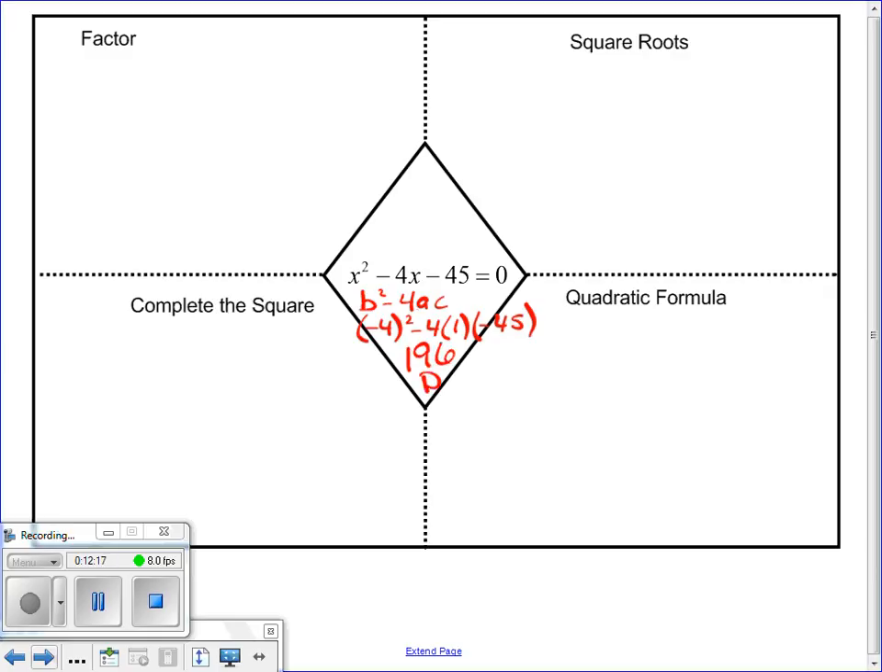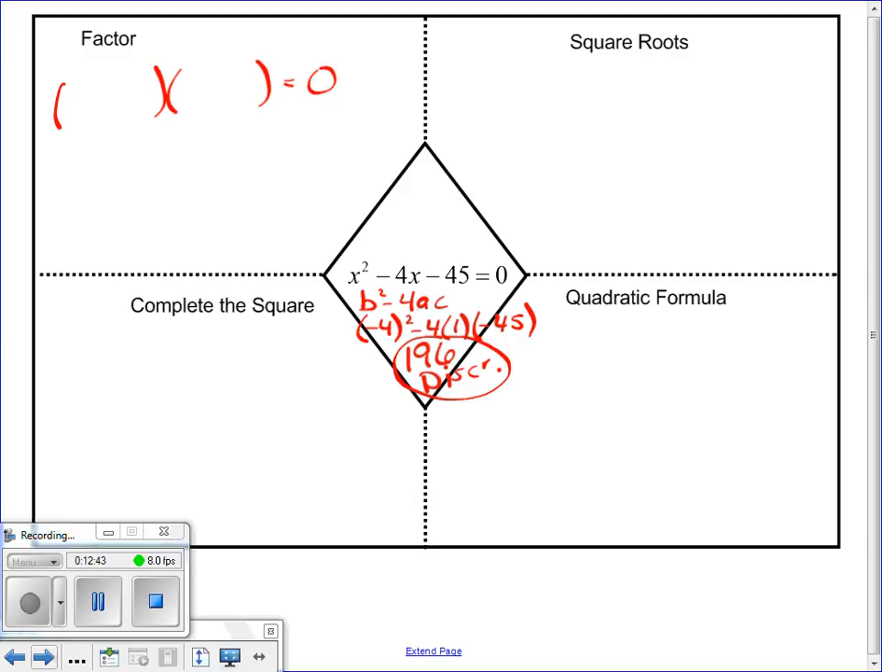196. That's my discriminant. Is 196 a perfect square? Yes, it is. So since this is a perfect square, I know then that I can factor this. Okay? Factoring, set equal to 0 or no? Yeah. It's already set equal to 0 for me, so that's good. Is there a GCF here? No. So I'm going to set up my parentheses.